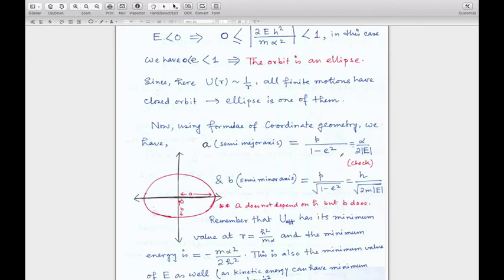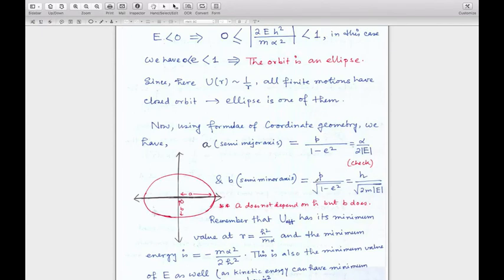And just substituting the values of p and e defined before, this is nothing but equal to alpha by 2 times mod of E. I am writing mod E only because a is a length and a must be positive, and alpha is positive by definition, so it should be mod of E always. And the same thing will be here for b.